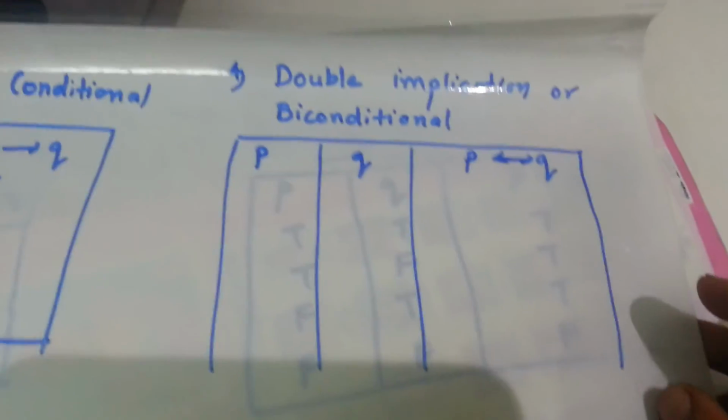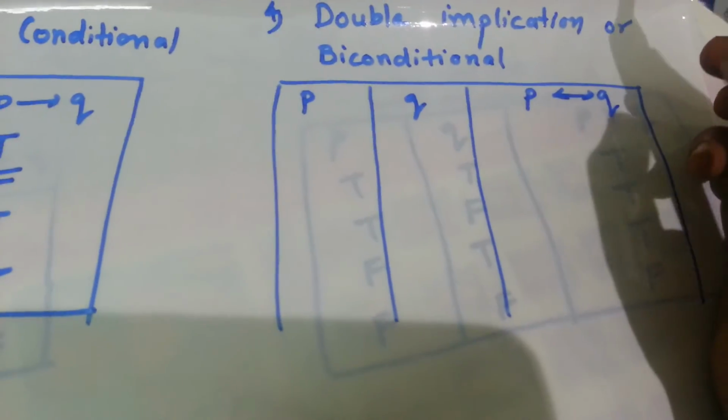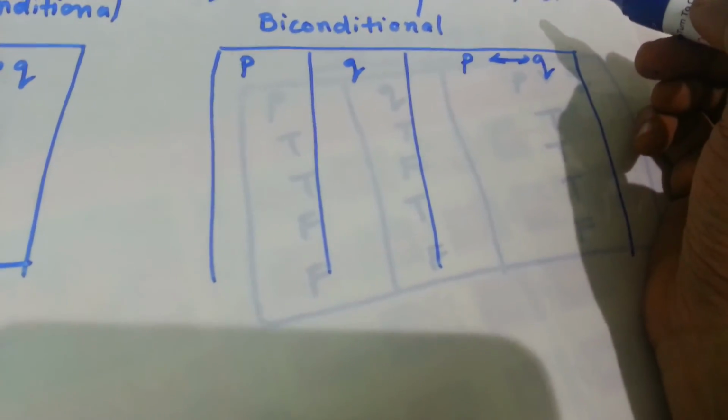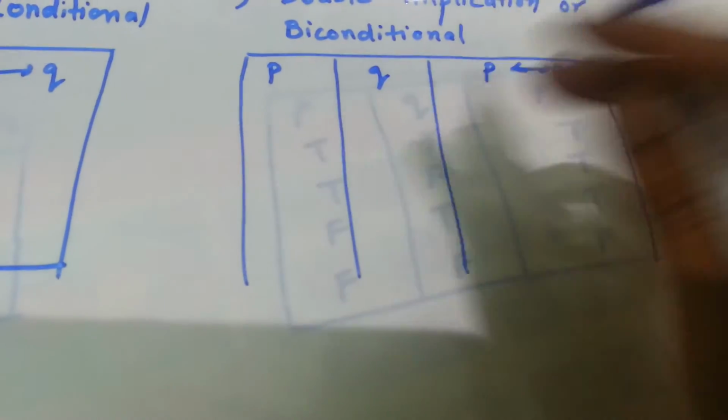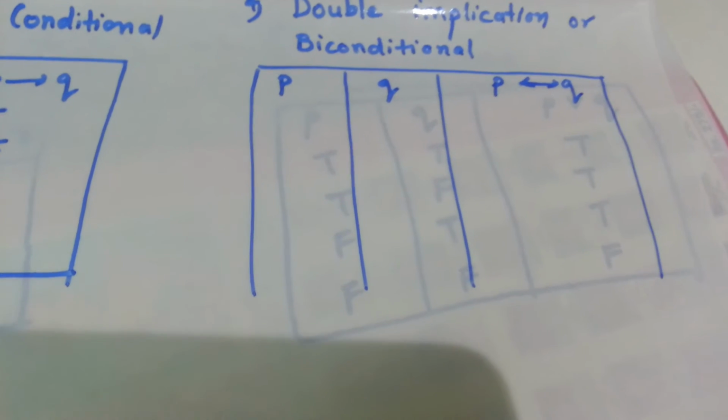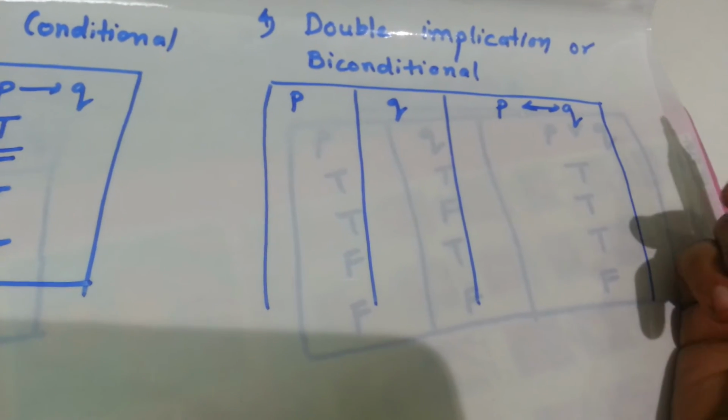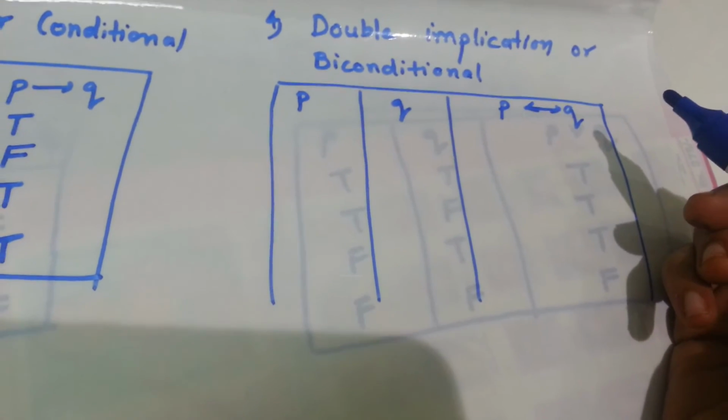Now next is double implication or biconditional. It is called if and only if. So here if and only if means what? If P then Q and if Q then P. Here we'll see how it follows.